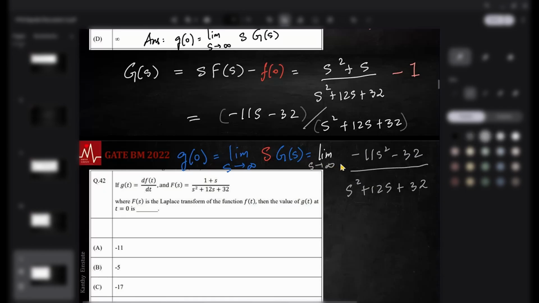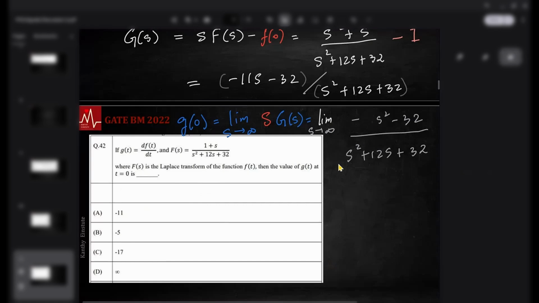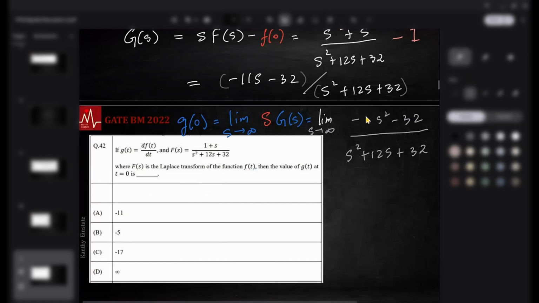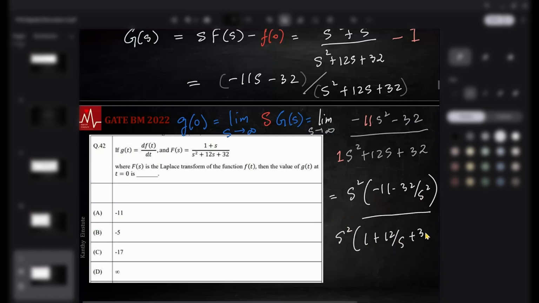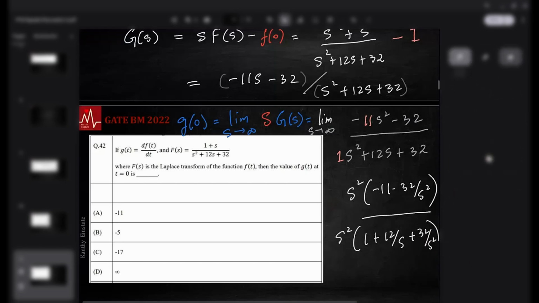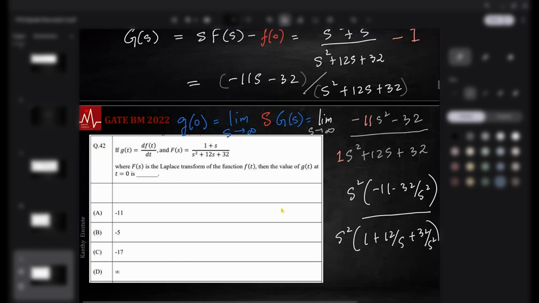As s tends to infinity, the answer will be the ratio of these two coefficients: 11 there, and there is a 1 there. A proper way to do this is to pull out the s square. When you apply the limit, the s square will cancel.